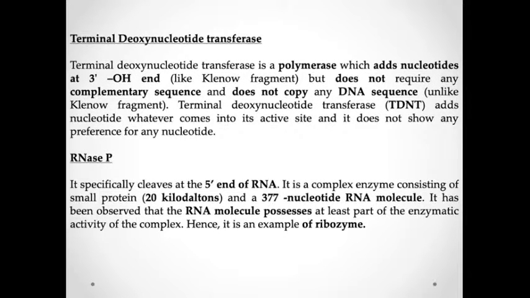Terminal deoxynucleotidyl transferase is a polymerase which adds nucleotides at the 3' end and does not require any template, it does not copy any DNA sequence. Whereas RNase P specifically cleaves at the 5' end of RNA, and it is a complex enzyme consisting of small proteins and a 377 nucleotide RNA molecule. It has been observed that the RNA molecule possesses at least part of the enzymatic activity of the complex. Hence that's why it's called a ribozyme.